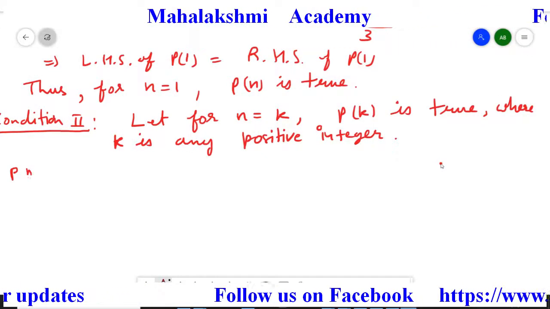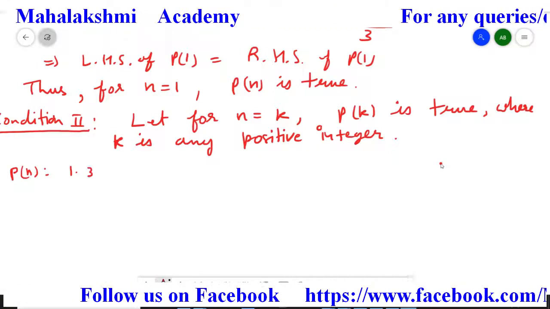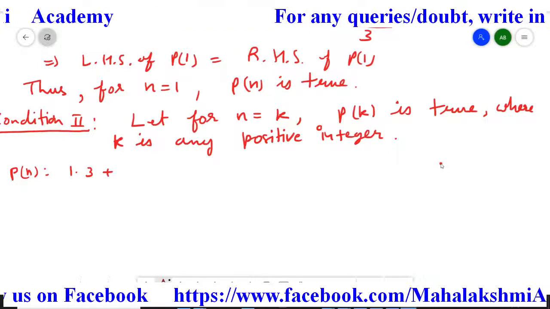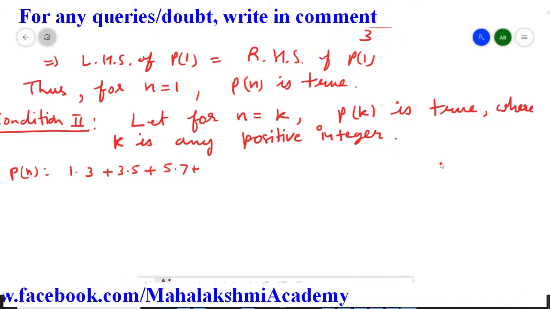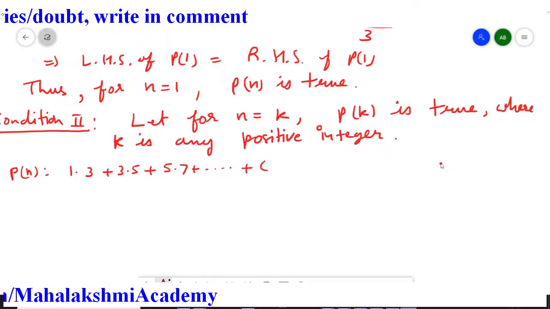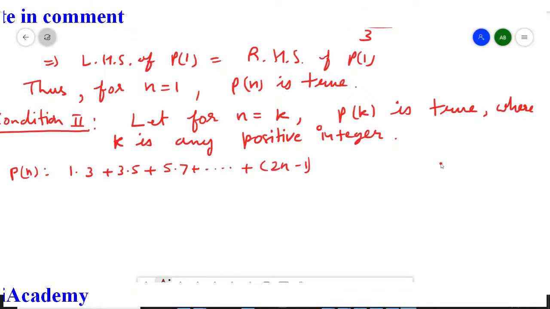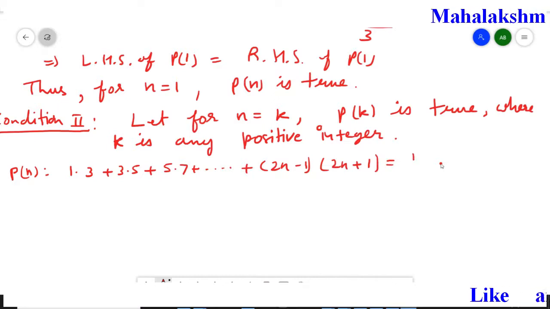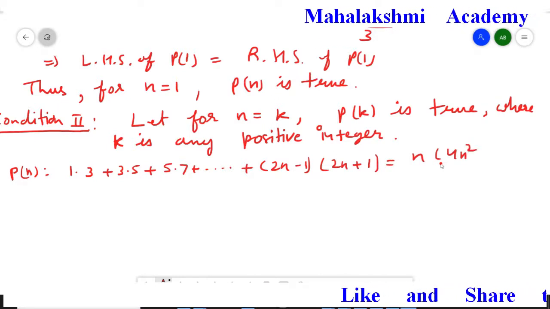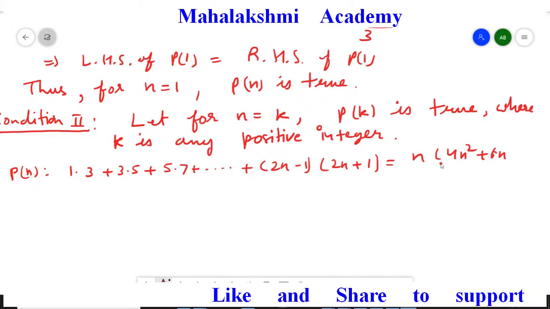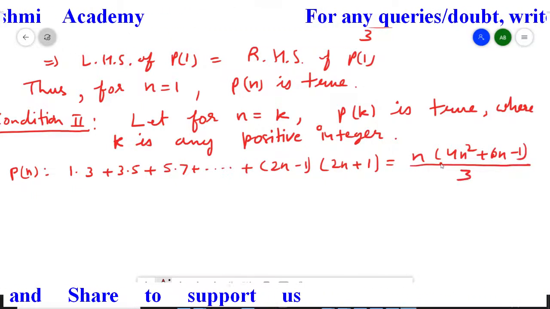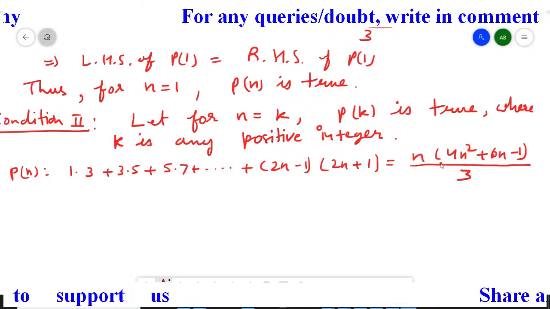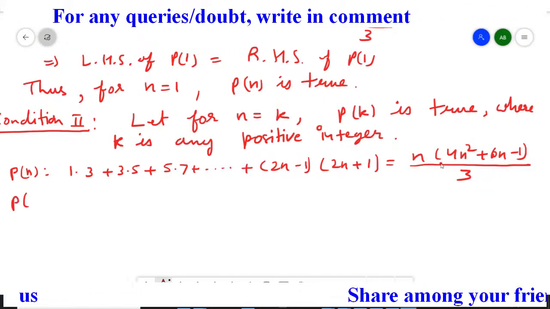So the Pn statement is our question. It is 1.3 plus 3.5 plus 5.7 and it's extended up to (2n minus 1)(2n plus 1) is equal to n(4n square plus 6n minus 1) divided by 3. So this is our Pn statement. So instead of n we have to replace k.